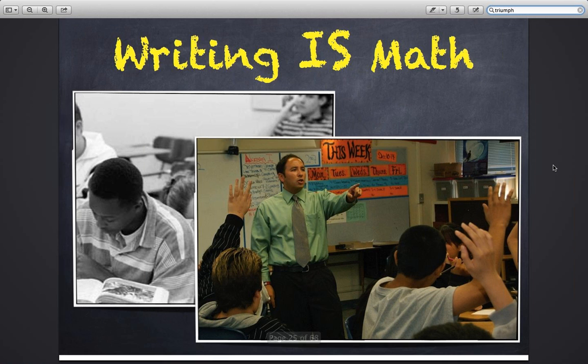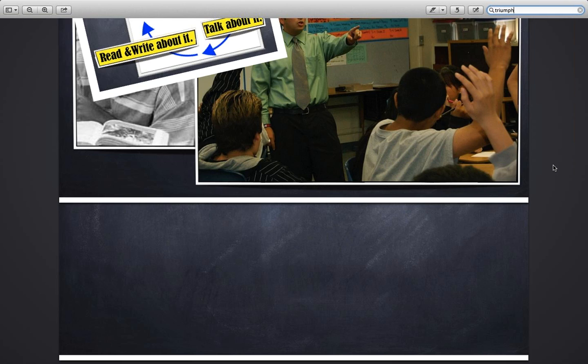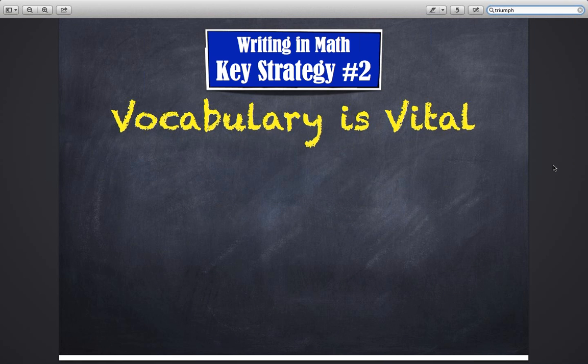This is what my classroom used to look like, and this is what it looks like now, and that's because I've really started to implement the fact that in order to create deep meaning in math, students need to be thinking about the math, they need to be talking about the math, they need to be constantly reading and writing about the math, and then they need to be sharing it with each other.